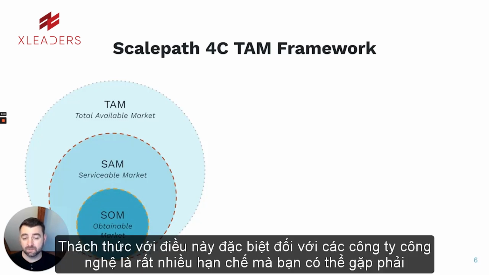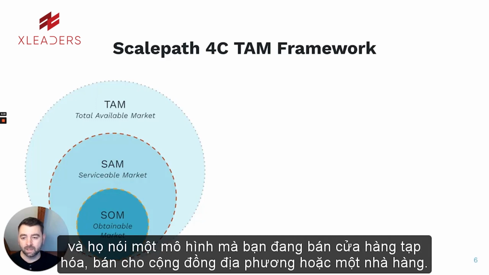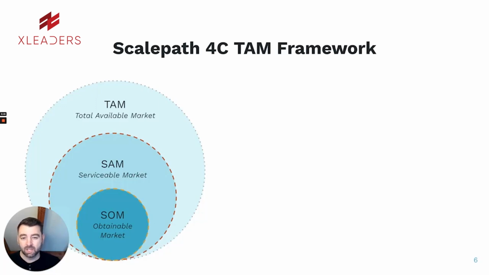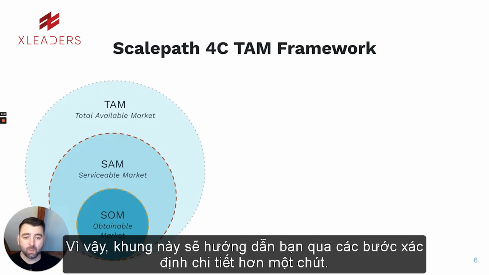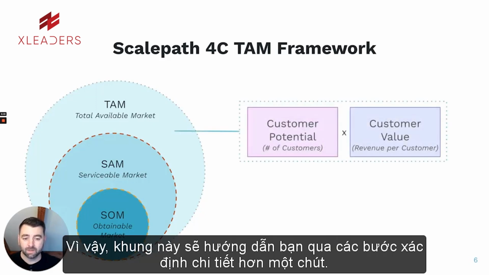The challenge with this for technology companies specifically is that a lot of the constraints that you might have in, say, a model where you're a grocery store selling to the local community or a restaurant, you don't have a lot of those constraints with technology because you can sell to anyone. So this framework will walk you through the steps, kind of defining that in a bit more detail.